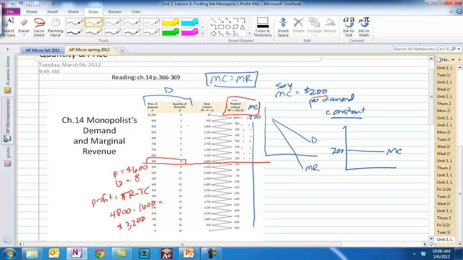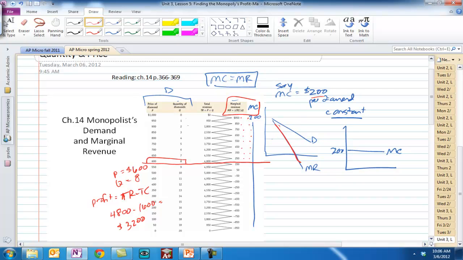So that's how you find it with a table. Again, it's very similar to what we did with perfect competition, so hopefully you can pick this up rather easily. You just compare the marginal revenue and marginal cost and stop at the last time that the marginal revenue is greater than the marginal cost. Since marginal revenue is going to be falling, as we see from the shape of this, at some point it's going to cross through this marginal cost, even when marginal cost is constant.